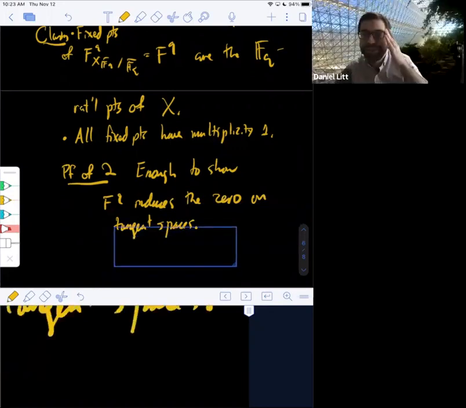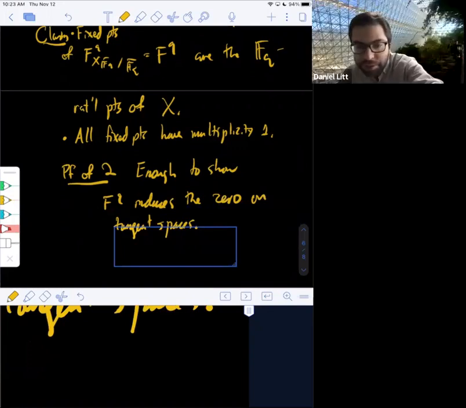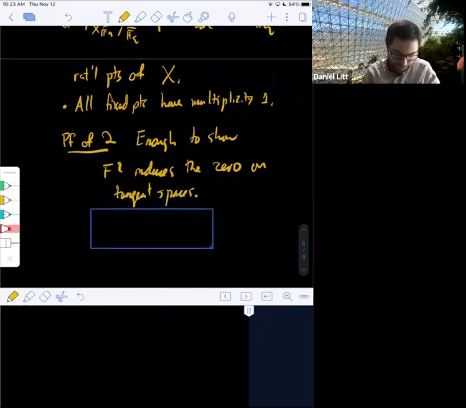So why does Frobenius induce the 0 map on tangent spaces? Because its derivative is 0. Sorry, Ben, were you saying something? I'm having trouble hearing you. Well, the formal derivative is 0 because... Yeah, that's right. Yeah, so there's a couple ways to say this.